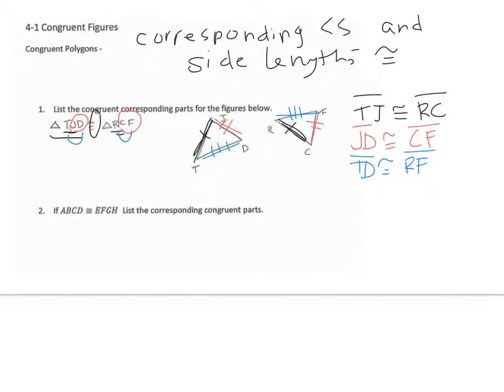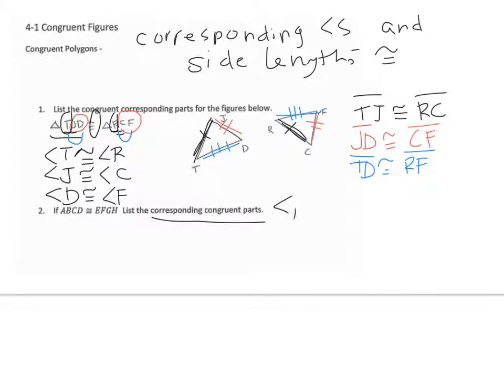Now I also have to say what the angles are congruent. So angle T is the first position. That matches up with angle R, the first letter in the other triangle. The second letter is angle J, so that's congruent to the second letter over here, angle C. The third letter is angle D, and that's congruent to the third letter, angle F. So when you're listing the corresponding congruent parts, you have to put angles and sides.